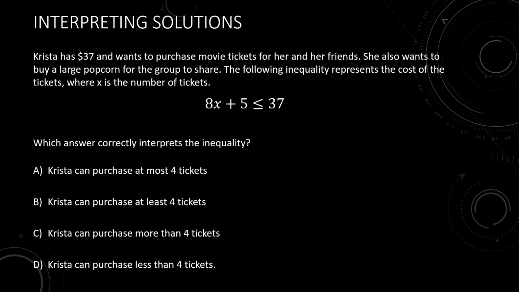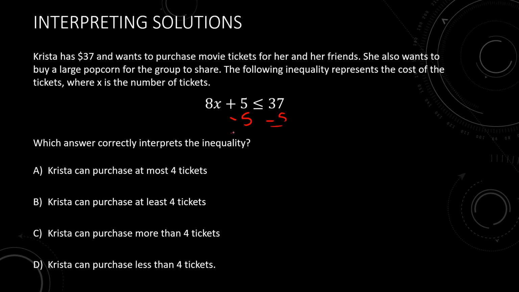Krista has $37 and wants to purchase movie tickets for her and her friend. She also wants to buy a large popcorn for the group to share. The following inequality represents the cost of x tickets. Which answer correctly interprets the inequality? Well, first let's solve this.